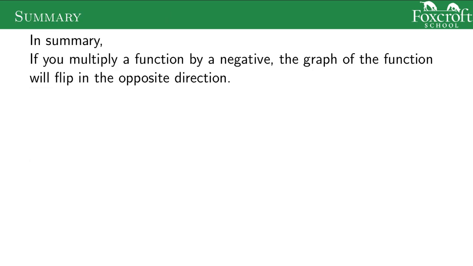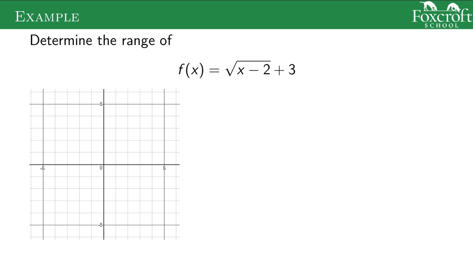All right, so in summary, if you multiply a function by a negative, the graph of the function will flip in the opposite direction. So it'll either go from an upward parabola to a downward parabola. If you're talking about square root, it'll go from this kind of half upward curve to that downward curve. All right, so now we can figure out the range of these square root functions.